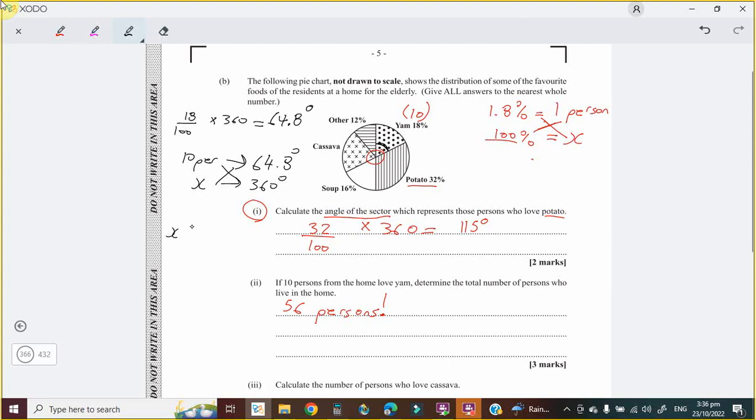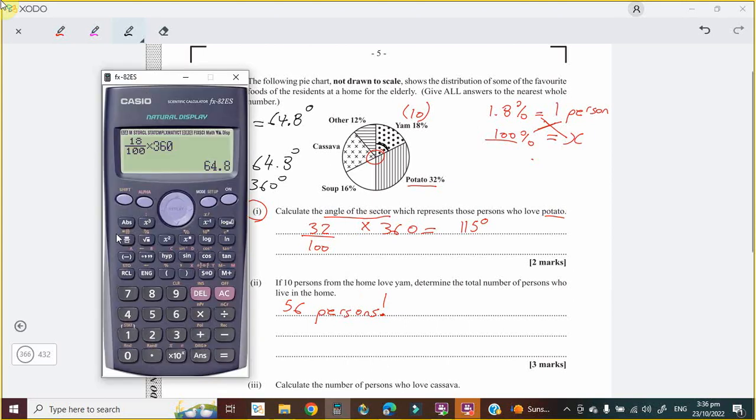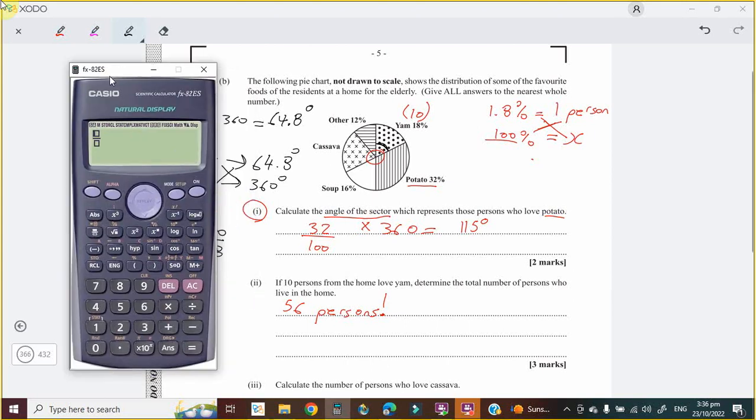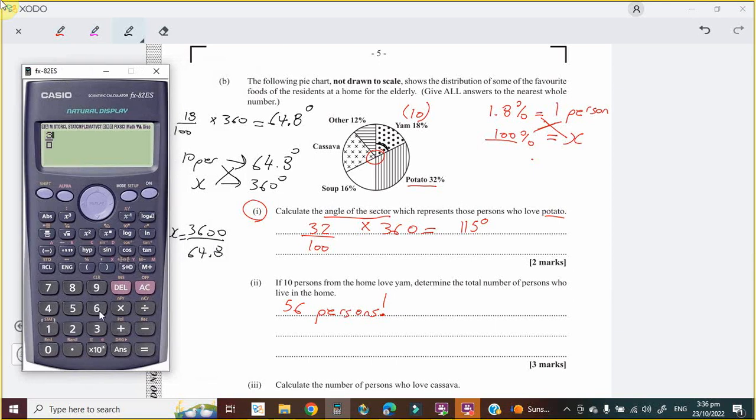So x is 3600 divided by the 64.8. Similar to Lamario's approach, right? So we just do now the 3600 and divide it by our 64.8. That's so basic. And we get, see it there again, 55.5.